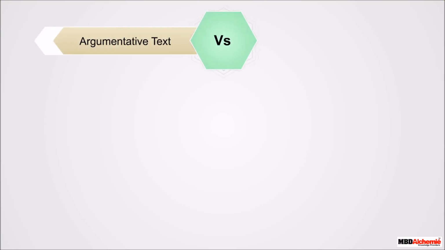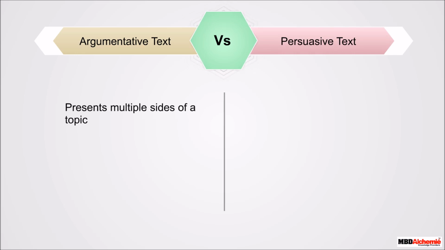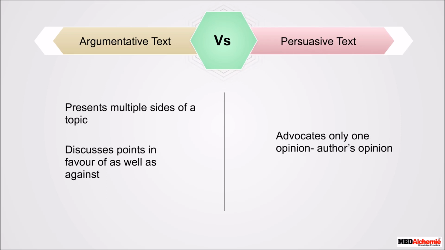An argumentative text is different from a persuasive text in that while the former presents multiple sides of a topic, discussing points in favor of as well as against it, a persuasive text presents and advocates only one opinion, that is, the author's opinion, very strongly.